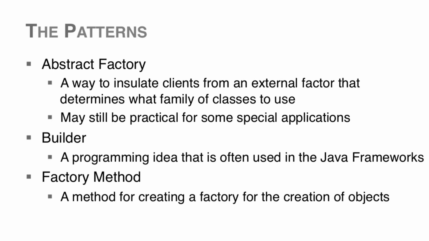The 5 patterns that the Gang of Four identified were the abstract factory, which is a way of insulating the client from some external factor that determines what family of classes to use. External factors can be which operating system are you using, perhaps some context, is it day or night? You might want to create different objects based on some external factor that the clients are not supposed to know about. This may still be practical for some special applications and frameworks.